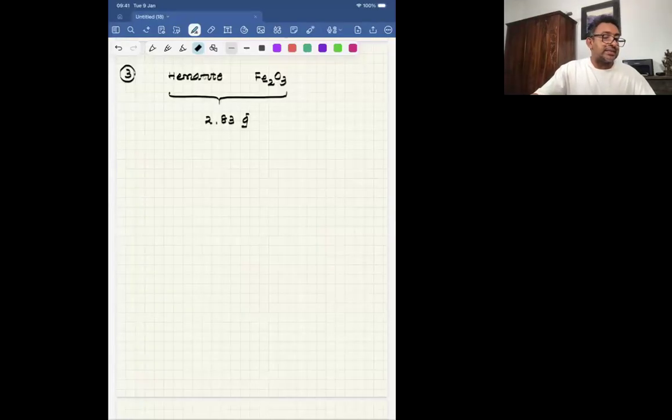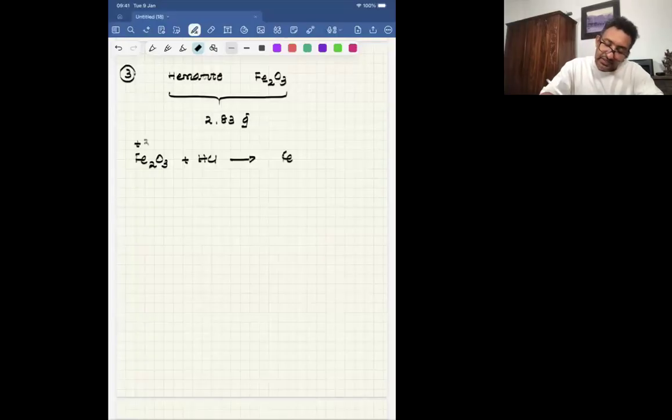Was dissolved in a concentrated hydrochloric acid solution and diluted to 250 milliliters. Fe2O3, you add HCl. It gives you, this is +3 oxidation state. Now look at this, you can see this +3. So there is no change in the oxidation state. It gives you FeCl3 plus H2O. That is how it dissolves.